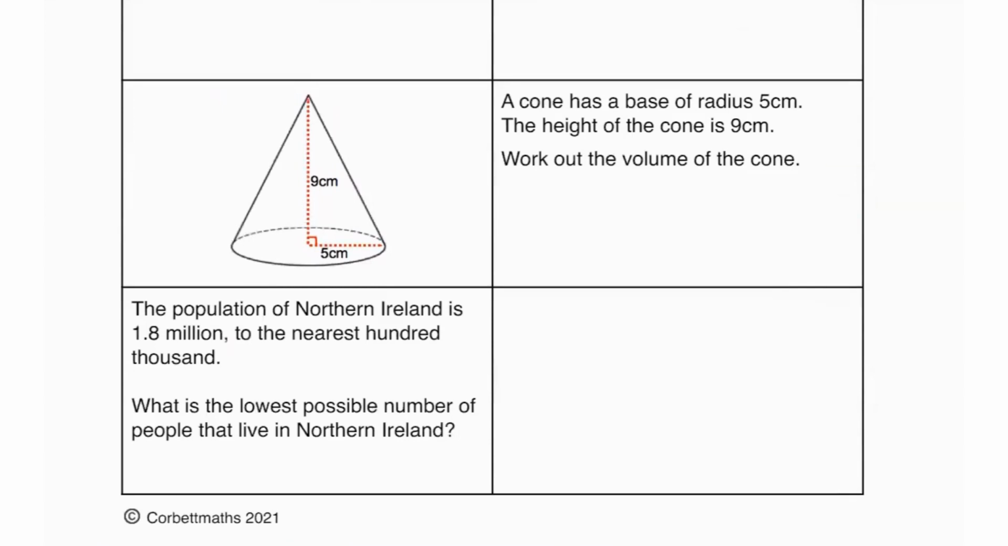Next question says that a cone has a base of radius 5 centimeters. The height of the cone is 9 centimeters. Work out the volume of the cone. So directly use the formula for the volume of the cone, 1/3 pi r squared h. Radius is 5 and height is 9. So 1/3 pi times 5 squared times 9. And that's going to give us 235.62 centimeters cubed.